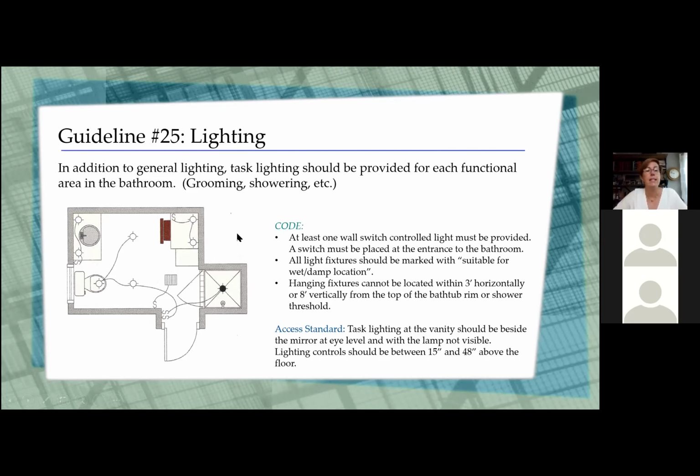When you get into access standards, the task lighting at the vanity should be, again, at mirror and eye height. If I'm saying that it's better to have sconces at that mirror for somebody that is standing, it's even more important for somebody that's in a chair. Because if they're in a chair, even if you put it at normal height for someone that's standing, it's still going to be higher for somebody that's in a chair.